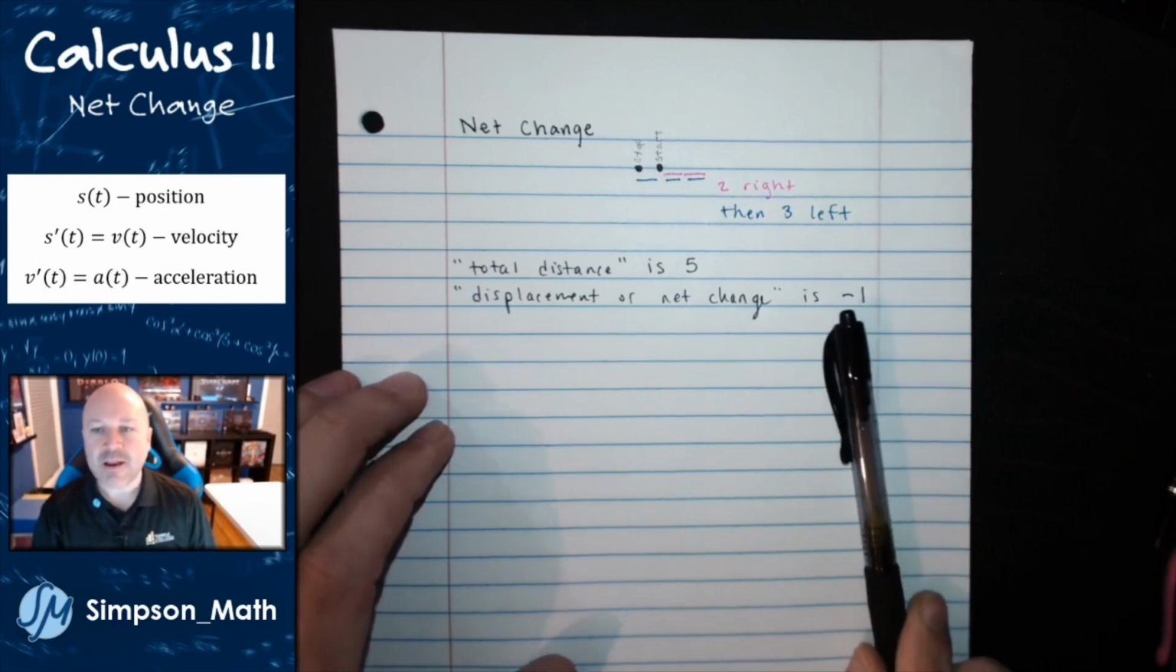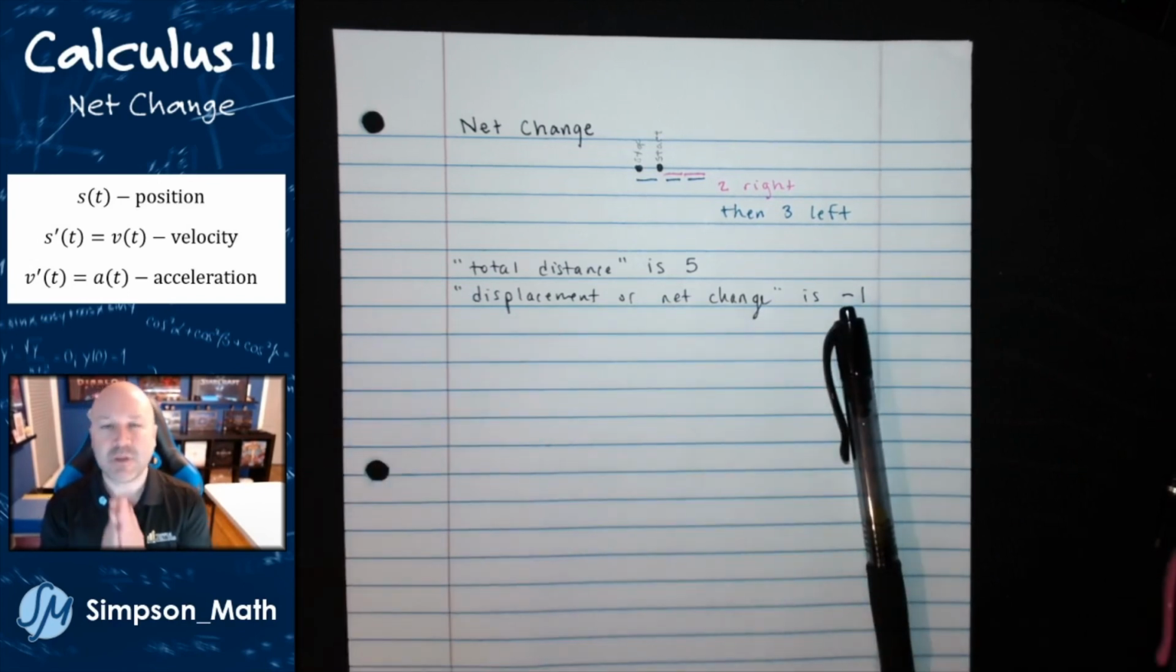Now the negative, that just means we're behind where we started. It's just a direction, it helps us with the direction. So I'm negative 1, to the left or behind where I started.